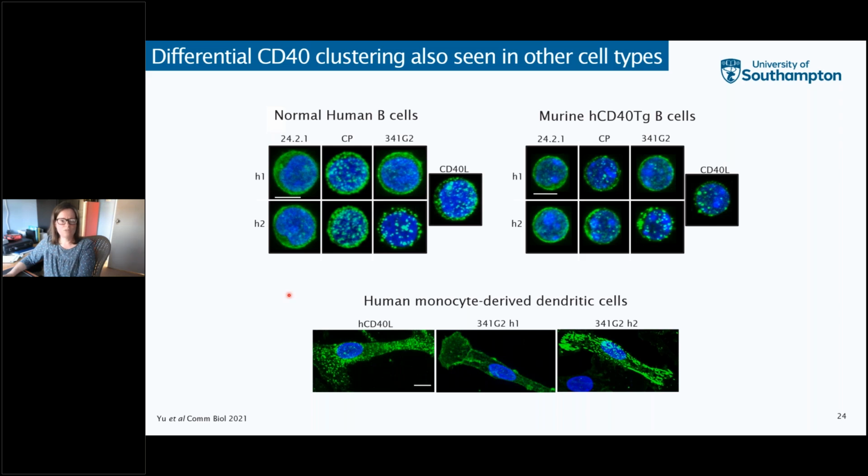So to confirm these observations in more physiologically relevant cell populations, Ben used CD40-expressing immune cells and treated with the anti-CD40 antibodies or the CD40 ligand. And consistent with the previous data, the same differential receptor clustering was recapitulated in normal human B cells isolated from healthy donors, B cells isolated from human CD40 transgenic mice, and also human monocyte-derived dendritic cells.